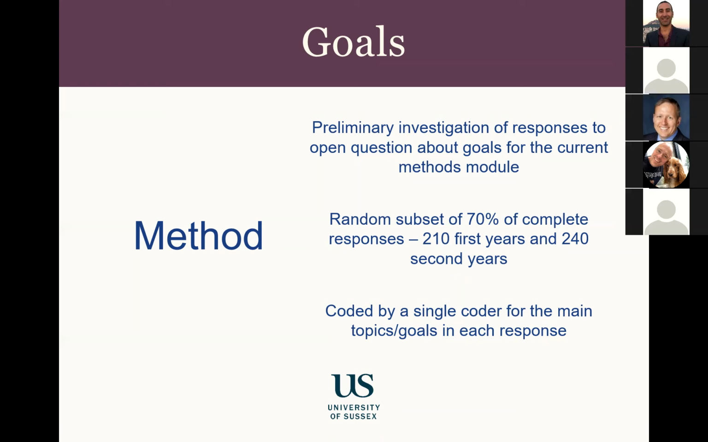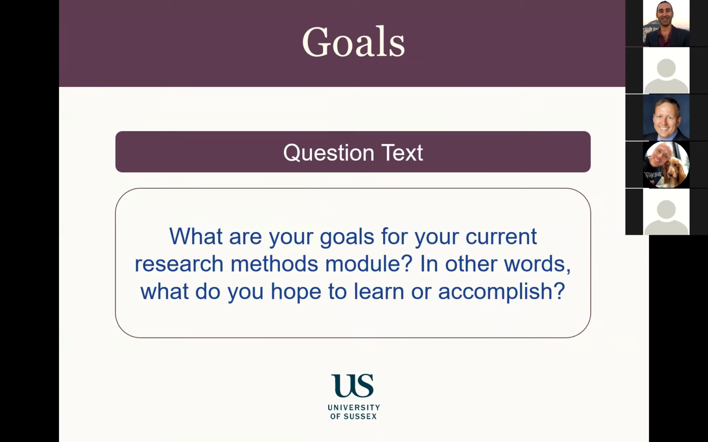They were coded by me just for the main topics that came up in those responses. It's a fairly informal coding system, but I just wanted to get an idea of what sort of responses we were getting. The question text that they are responding to was this: what are your goals for your current research methods module? In other words, what do you hope to learn or accomplish? This was the open question text, and they could write whatever they wanted, however long they wanted to write.